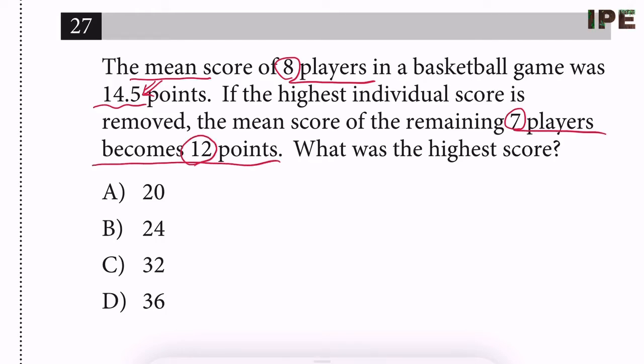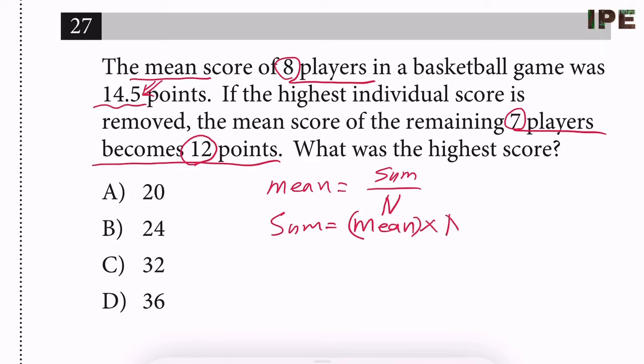In the SAT, most average problems actually are not average problems. I call them sum problems. Why? We use the sum instead of the average. How can you find the average? Mean is average, right? Mean is the sum divided by the number of data. So how can you find the sum of all data? It is the mean, the average, times the number of data. To solve this problem, I'm going to use the sum formula instead of the average formula.